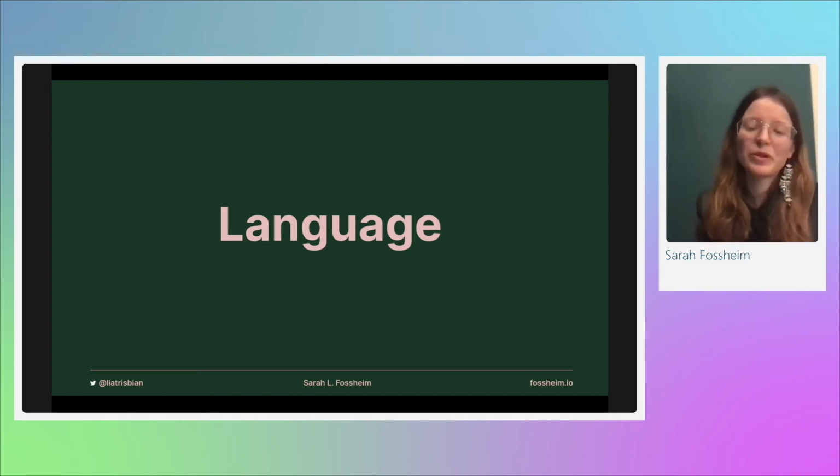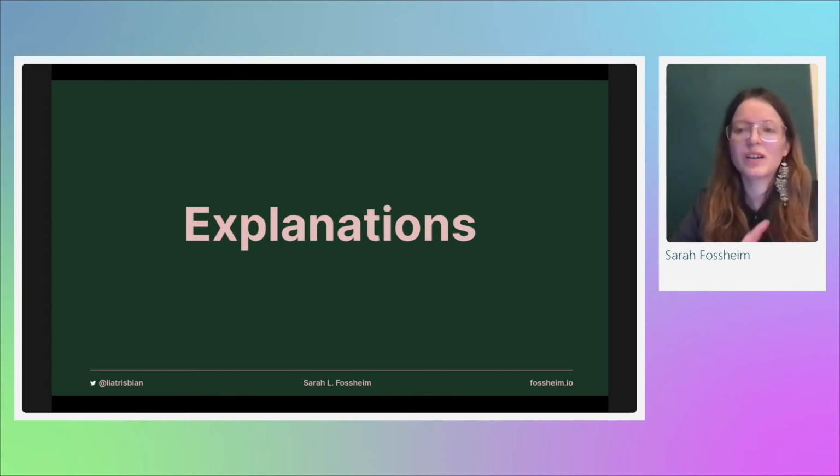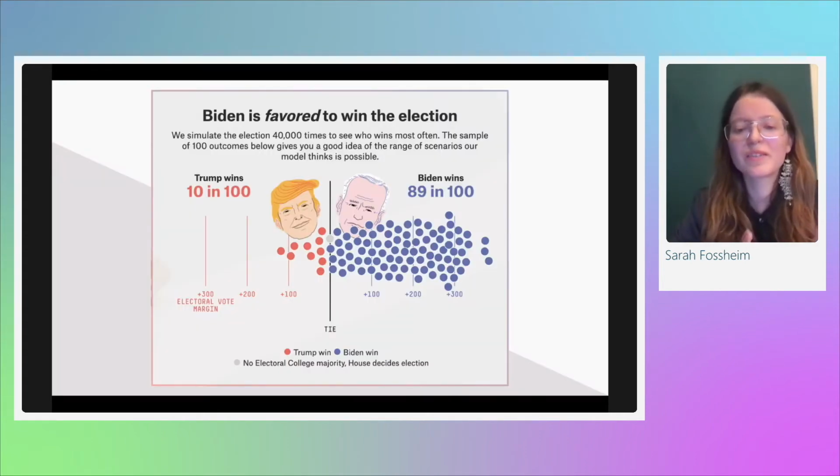And similarly, we want to make sure our graphs are explained properly. An example I really liked was before the presidential elections in the US, 538 ran those predictions.